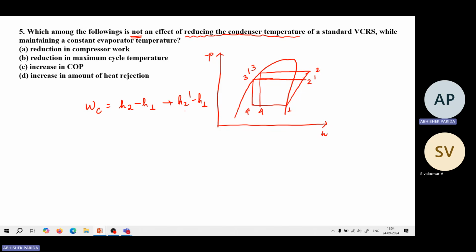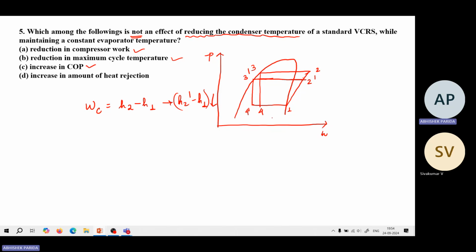So what is the effect? You will find that there is a reduction. So this is one of the effects. Then comes the reduction in the maximum cycle temperature. Of course, this is right, because as the pressure reduces, the corresponding T saturation has to reduce. So the maximum temperature is reduced in this case. So this is also one of the effects. Now, increase in the COP.